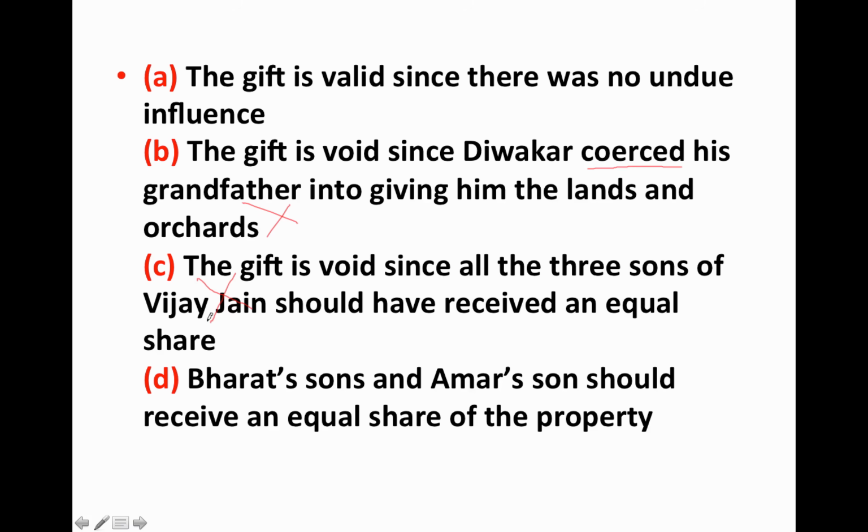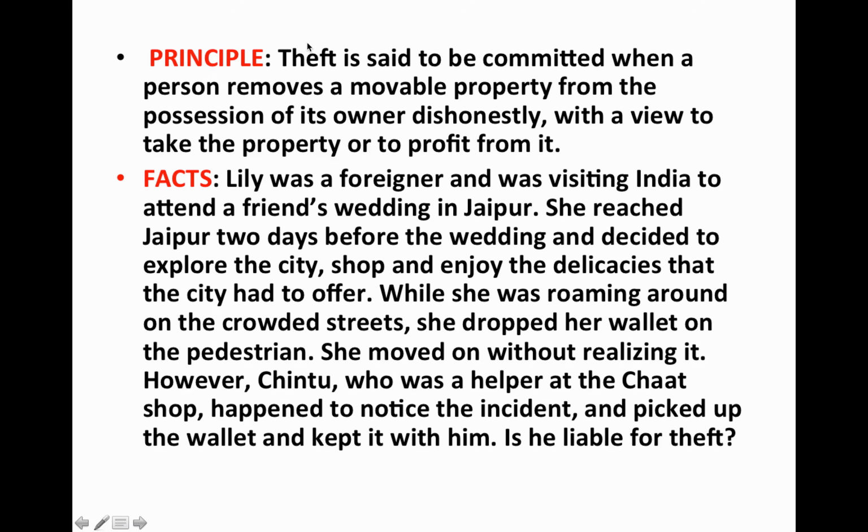The question and the principle nowhere say that the property should be divided equally among sons. So Vijay Jain can distribute his property as he likes. The final option says that Bharat's sons and Amar's sons should receive an equal share of the property. Again, we have no principle which says that property should be divided equally, so automatically the first option, which we have already seen is correct, is the most correct answer. The gift is valid and Divakar can enjoy all the property and all the orchards.